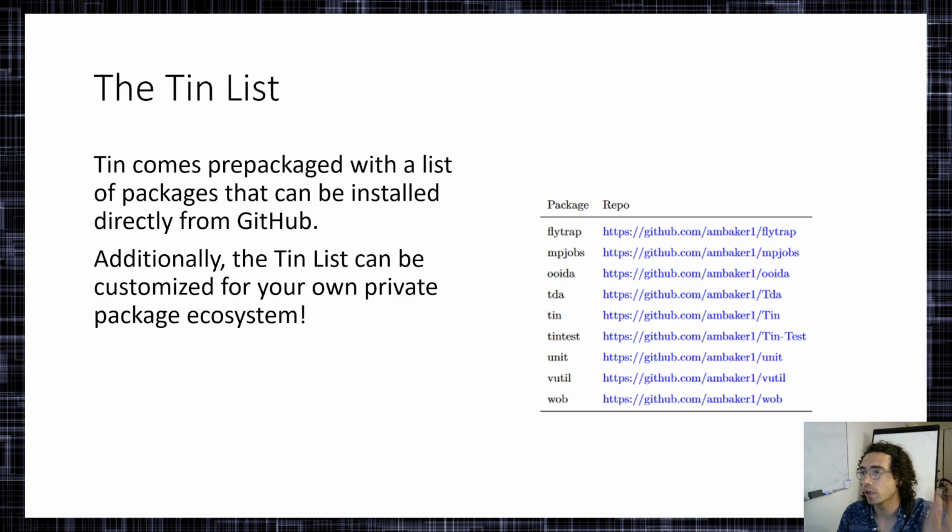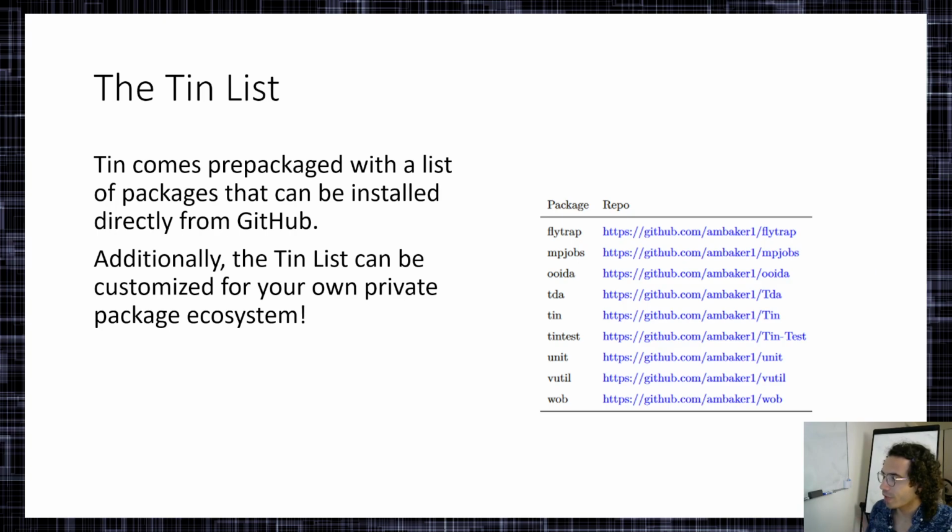Speaking of packages, there's the Tin list. It's a list of all the packages that are available right now to install using Tin. They're all mine, as you can see, because I developed the framework, and I'm trying to get a lot of the work that I've been working on the last few years out there. If you want to add a package to the official Tin list, just make sure it's Tin compatible, and we can work with that. Then do a pull request, and it can be added to the list.